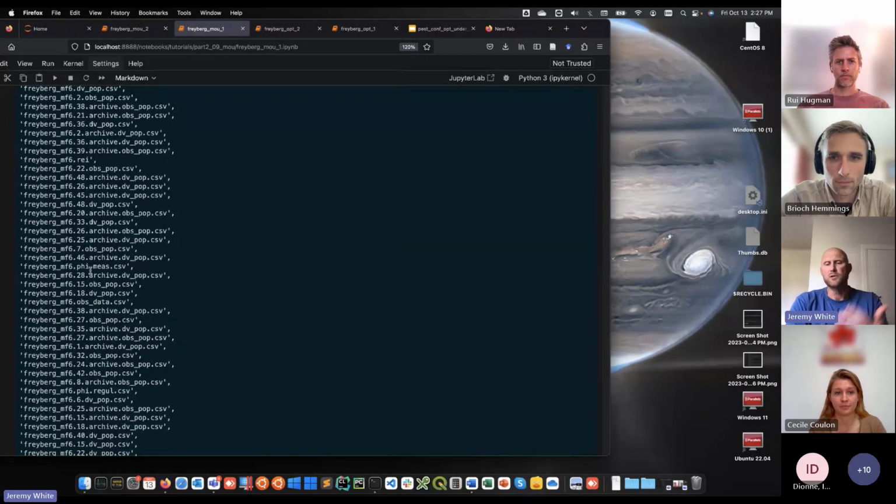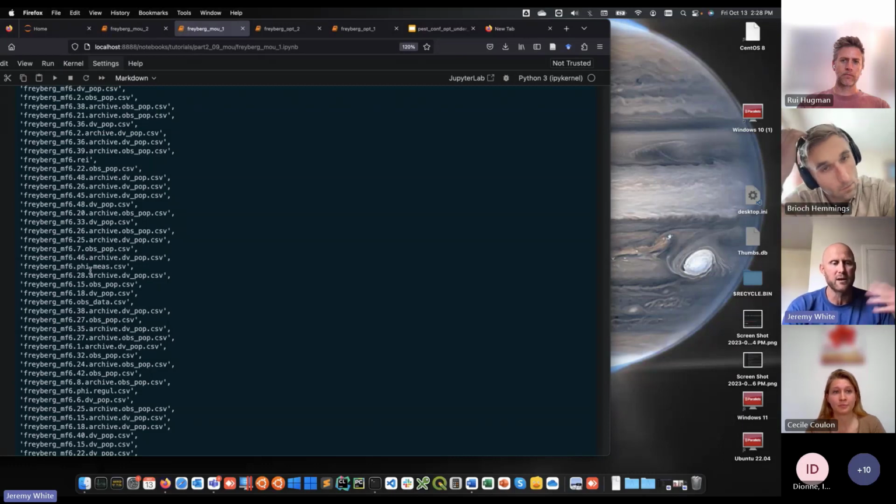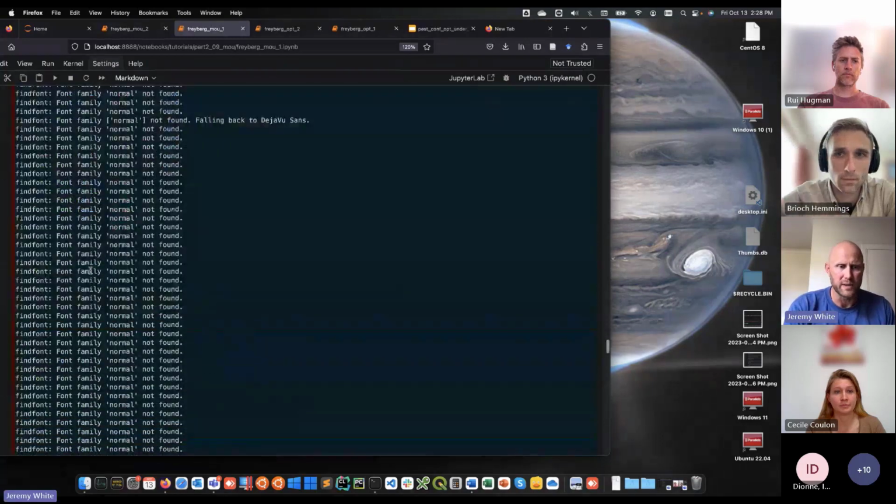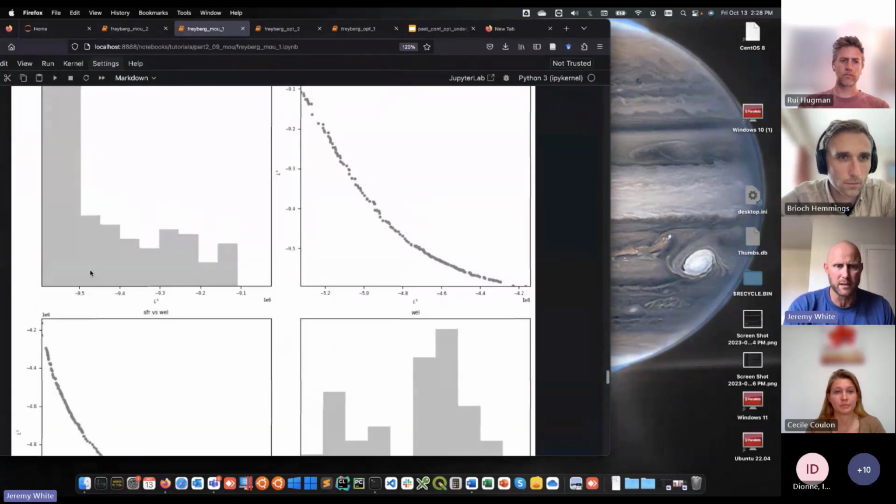And that's because as we're going through each one of these generations, maybe we want to track what the best solutions are doing, what all of the solutions are doing, both on input, on decision variables, and on constraints and objectives. So it's writing out all these files as it runs along. Eventually, we get down to where we can make a plot.